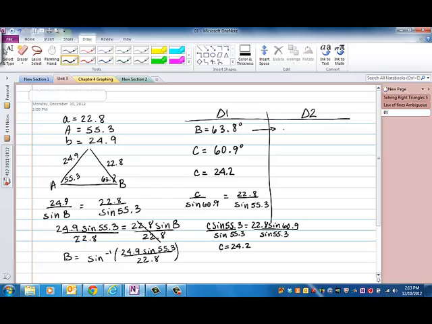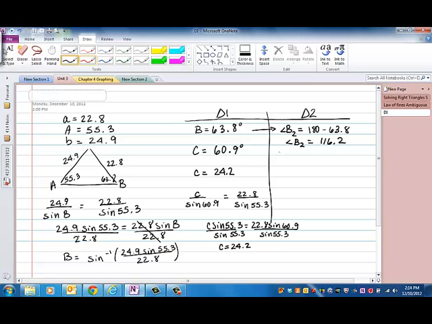To find angle B in triangle 2, we're going to take 180 and we're going to subtract 63.8. Angle B from triangle 1 and angle B from triangle 2 will always be supplementary. That leaves me with angle B of triangle 2 to come out to be 116.2.